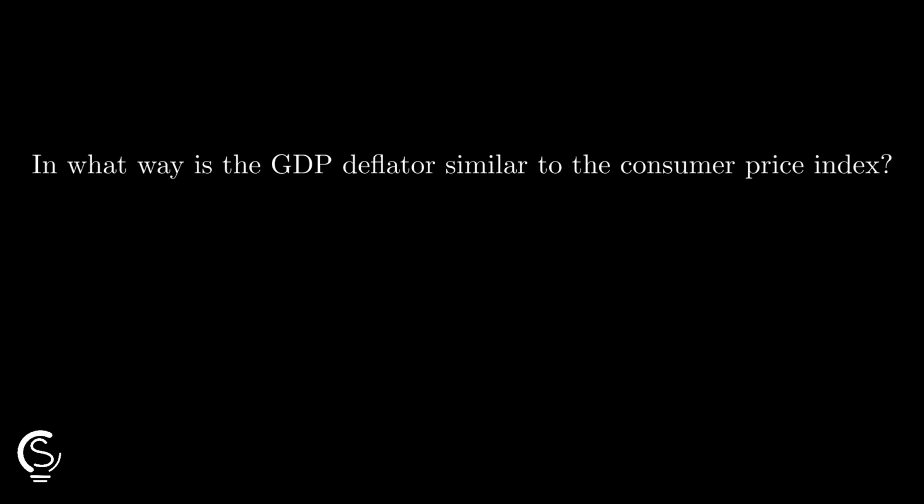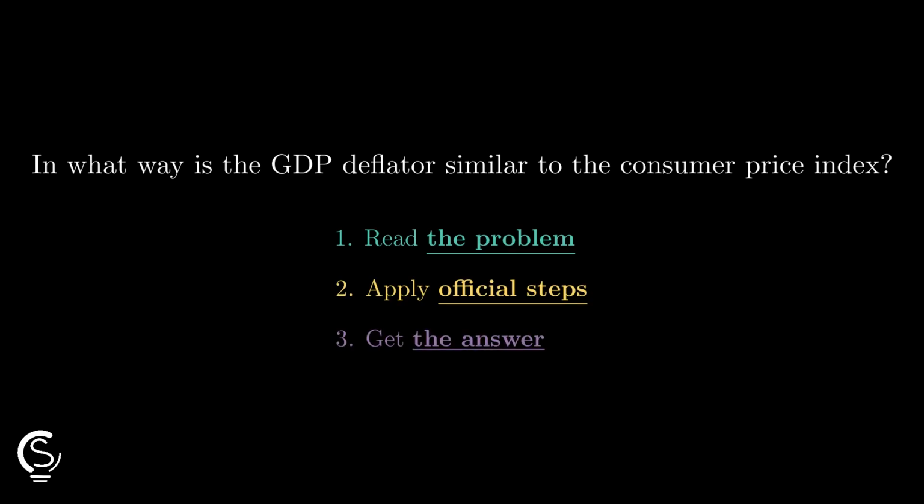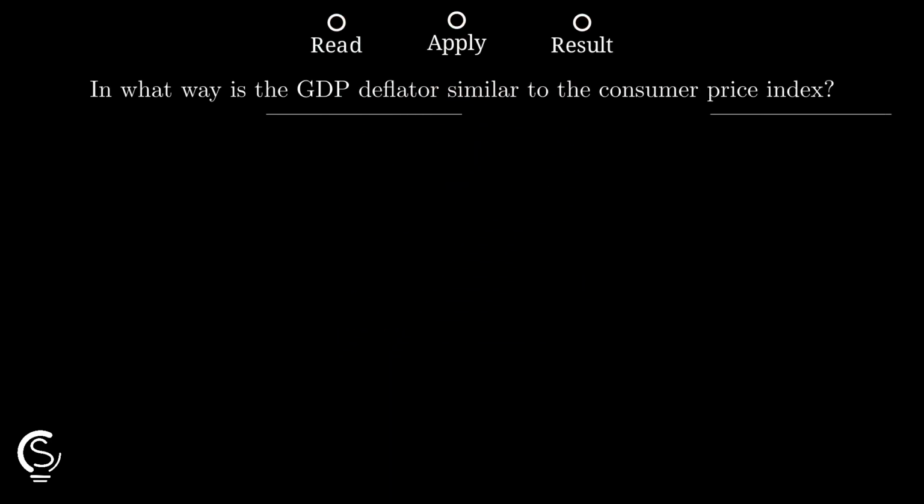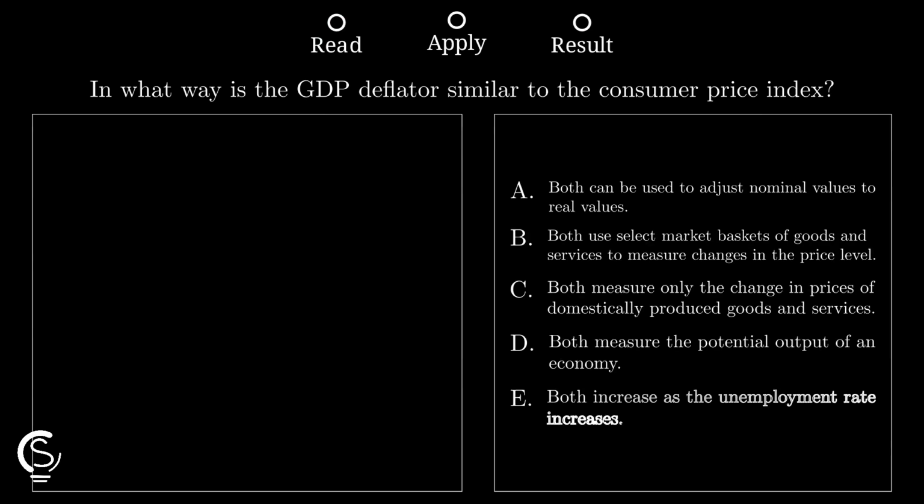GDP deflator versus CPI looks tricky, but the similarity pops fast if you focus on what both indexes can actually be used for. Start with the job each measure can do. Both track overall price changes, so both can convert a nominal number, measured in current prices, into a real number, adjusted for inflation. Now test the tempting wrong ideas.